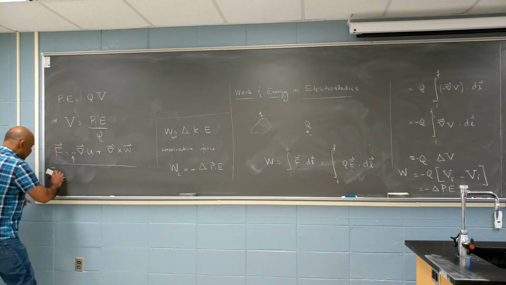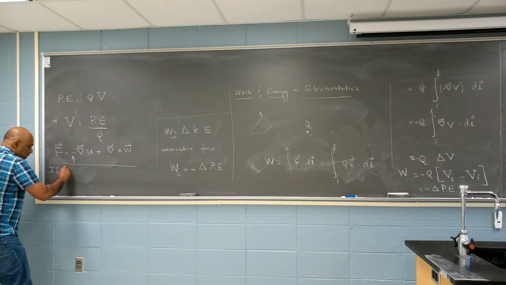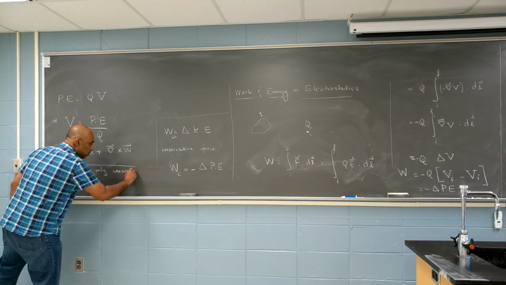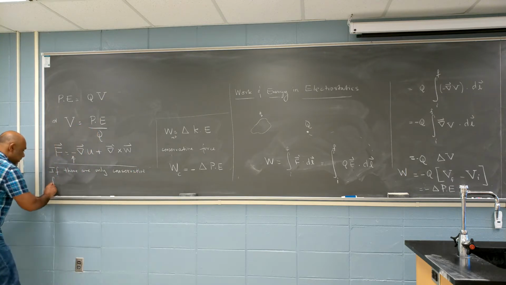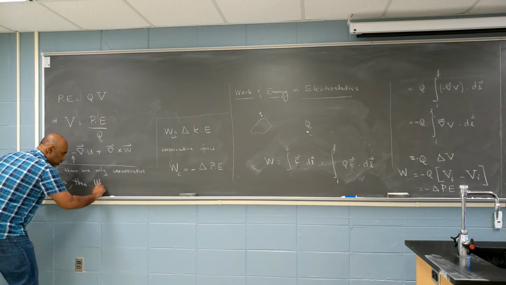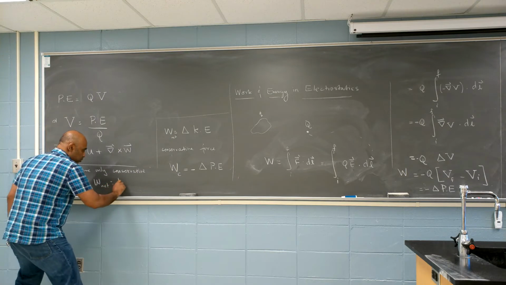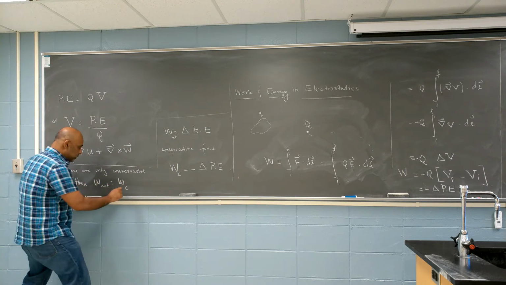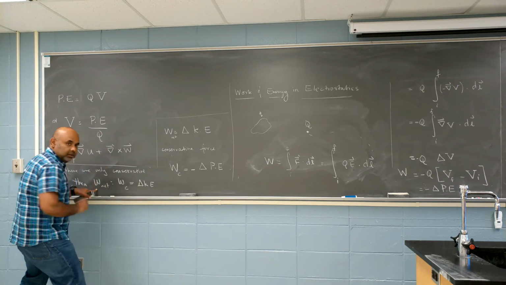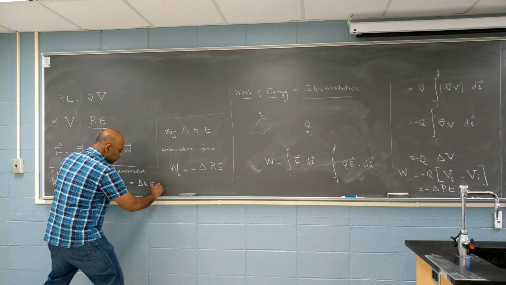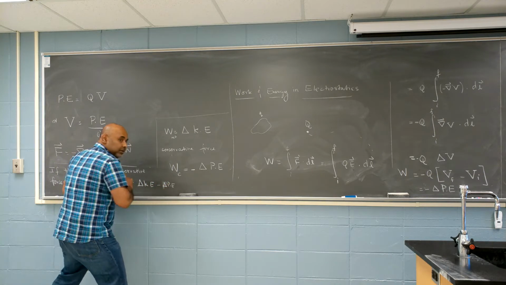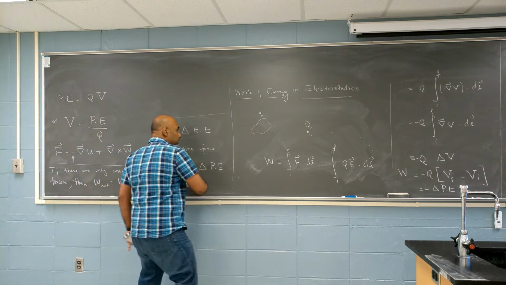If there are only conservative forces, then net work done is equal to work done by conservative forces, because that's the only thing that exists, which is delta KE on the one hand, and equal to negative delta PE on the other hand.